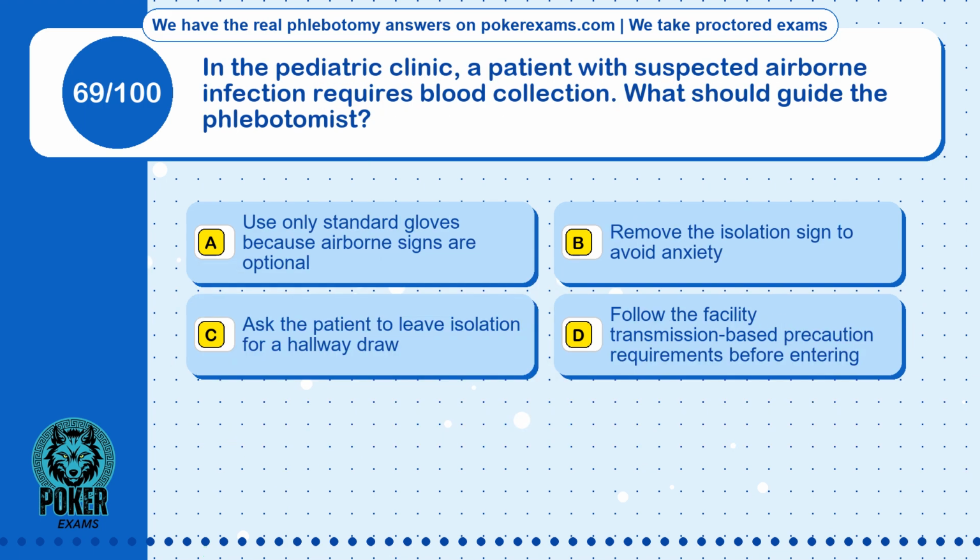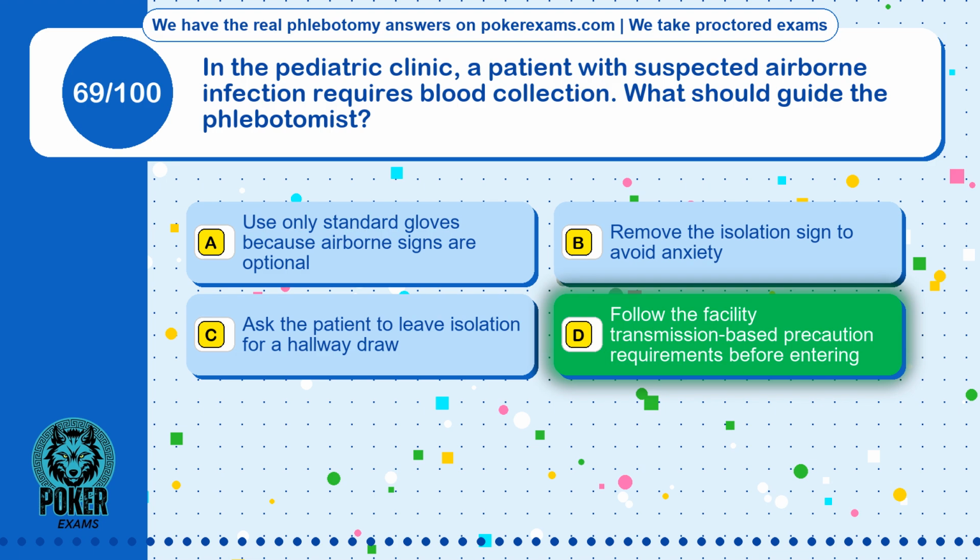Question 69. In the pediatric clinic, a patient with suspected airborne infection requires blood collection. What should guide the phlebotomist? Option A. Use only standard gloves because airborne signs are optional. Option B. Remove the isolation sign to avoid anxiety. Option C. Ask the patient to leave isolation for a hallway draw. Option D. Follow the facility transmission-based precaution requirements before entering.